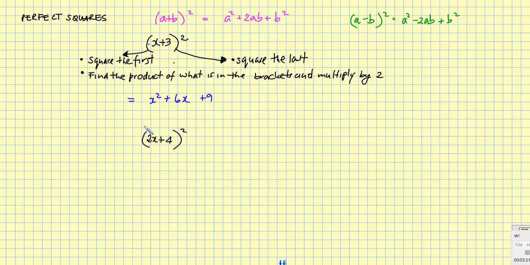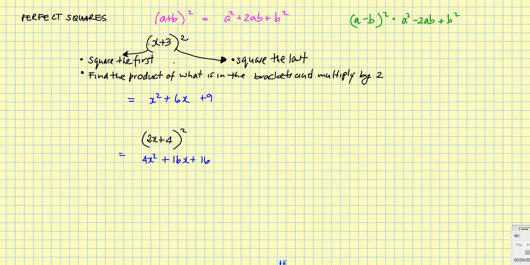Let's do the last example here. Again, it's a perfect square. We have identical binomials. So I square the first. 2x times 2x is 4x squared. I square the last. 4 times 4 is 16. Then I say 2x times 4 gives me 8x, but then I double it, or multiply it by 2, so it goes to plus 16x. And so our final answer is 4x squared plus 16x plus 16.